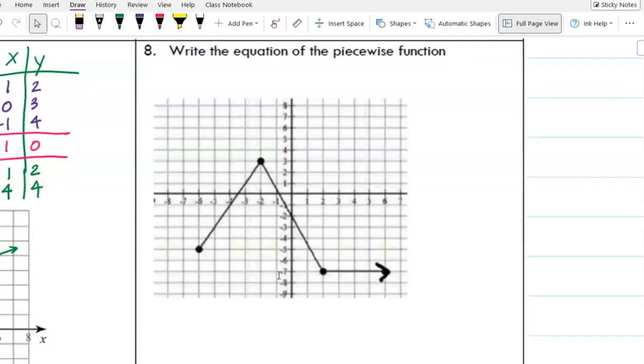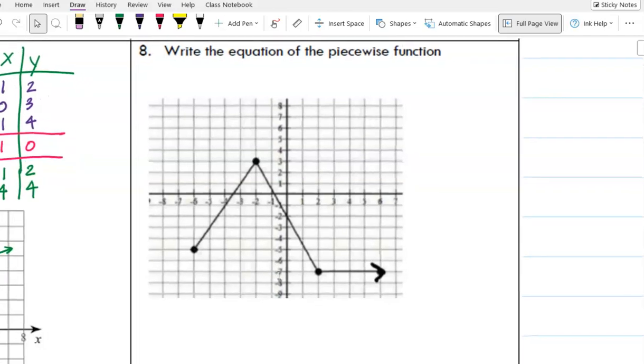Okay, now writing piecewise functions. Let's see, if you take a look at the absolute value, what you notice is that the slopes are different. So it's really not an absolute value. You notice that there's a point here.